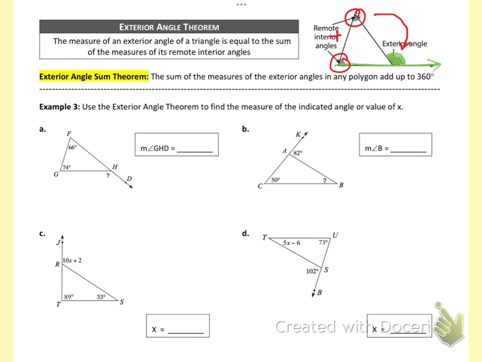So, for instance, here's a real simple example with just numbers in example A. So when I look at this triangle, I can see they extended out a side of the triangle, and they've got this exterior angle right here, and they want you to find the measure of it.